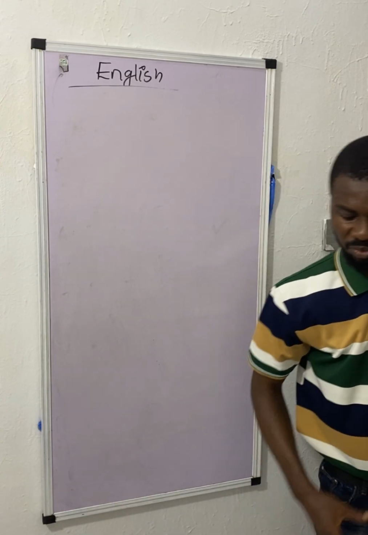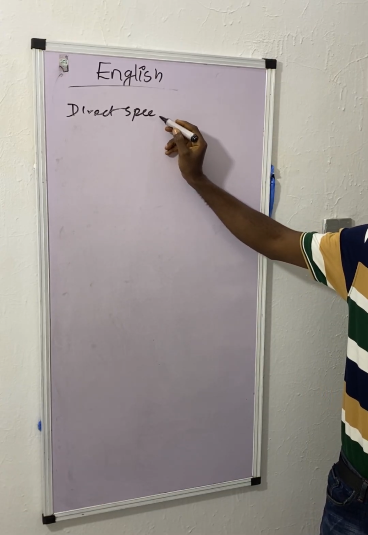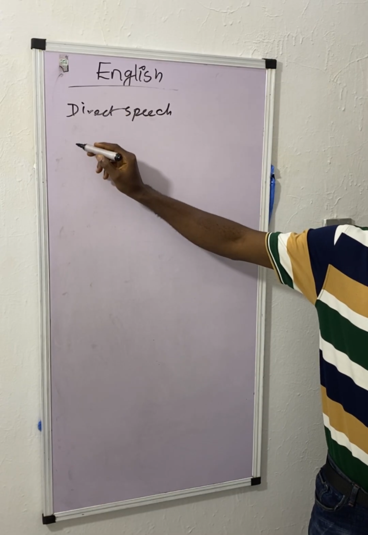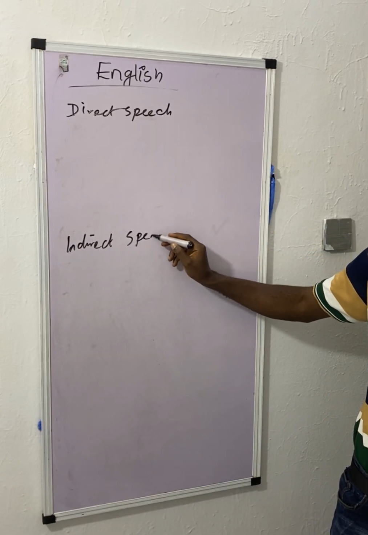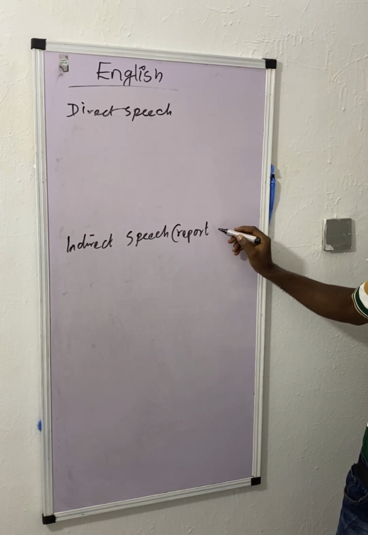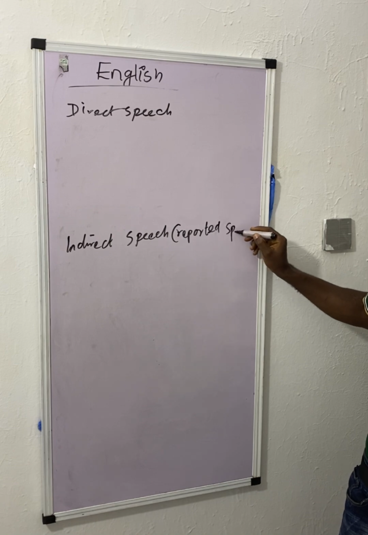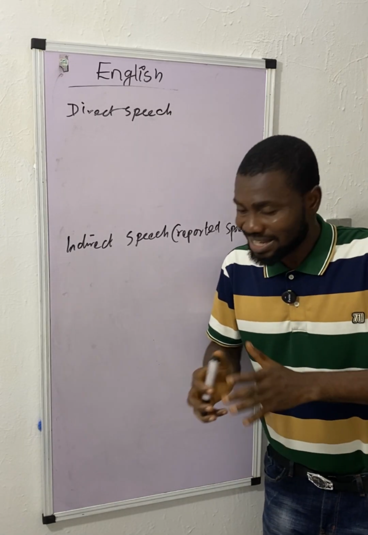What is the difference between direct and indirect speech? Direct speech, then we put indirect speech here. Sometimes they call this one reported speech. So direct speech is a speech that is coming from the speaker, raw. It comes from the speaker raw. Nothing has been tampered with. Nothing has changed in the speech. The same way the speaker said it, that's direct speech.